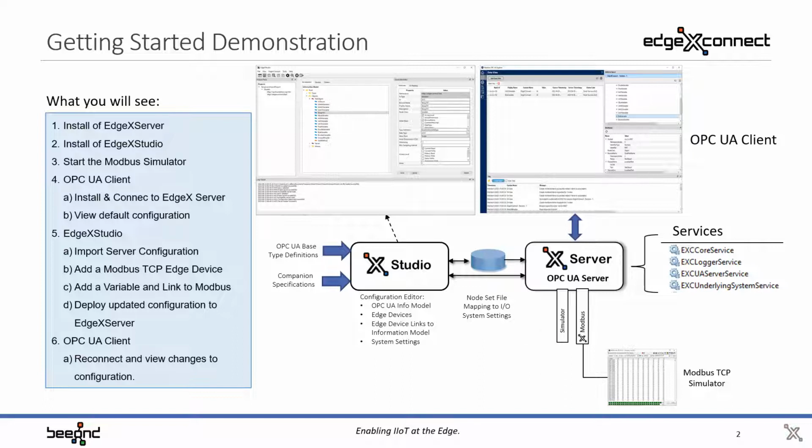Then using Studio, we will import the default configuration from the server, modify it, and redeploy the changes to the server. Then we will reconnect to the server with the UA client to verify the changes.